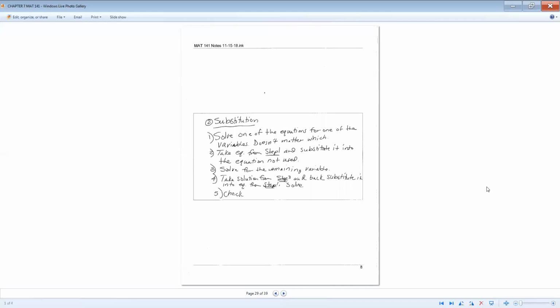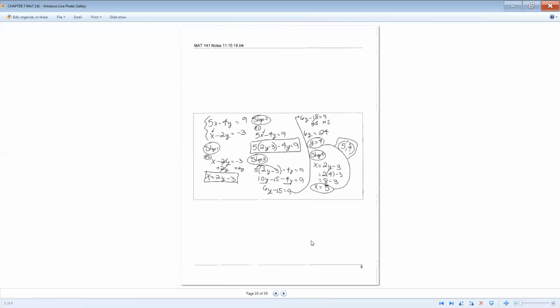All right, the second method is the substitution method. You're going to solve one of the equations for one of the variables, doesn't matter which. Then you're going to take the equation from step 1 and substitute it into the equation not used. Then solve for the remaining variable. You're going to take the solution from step 3 and back substitute it into the equation from step 1. Then we'll solve, and you always check by plugging both values into your original equations.